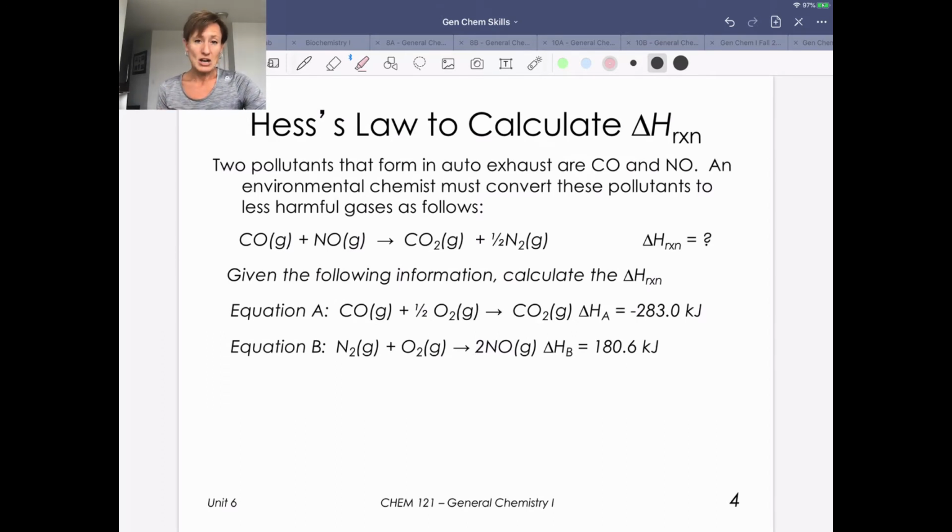And the first question I'm going to ask is, are things present on the correct sides? So let's take our first equation here. I've got carbon monoxide on the left. I want carbon monoxide on the left in my overall equation. So this one looks like it's set up to be in the right direction.